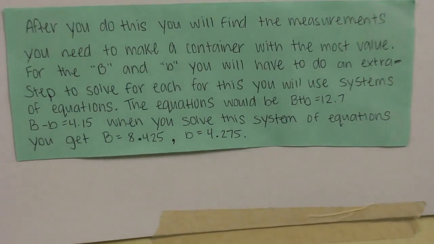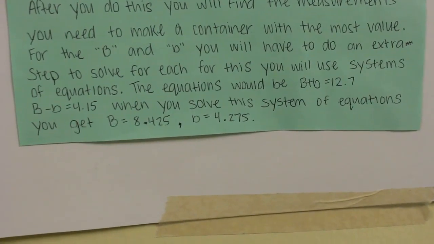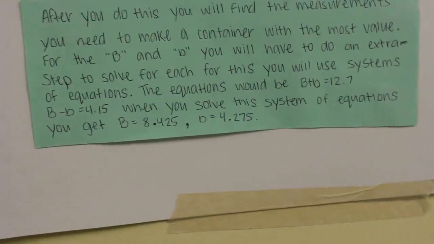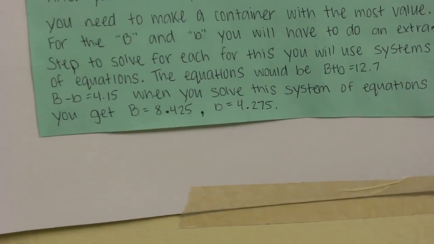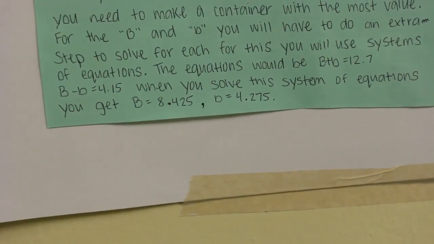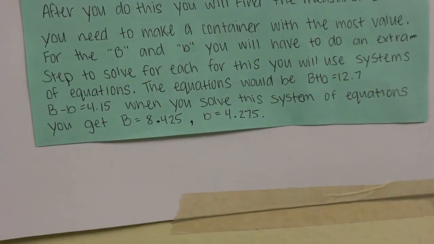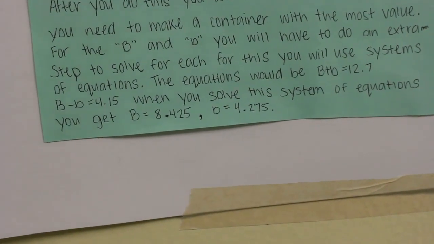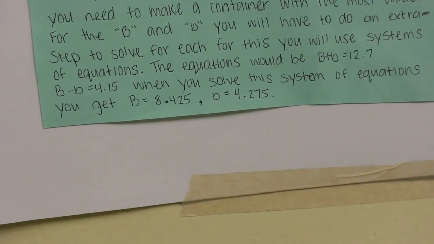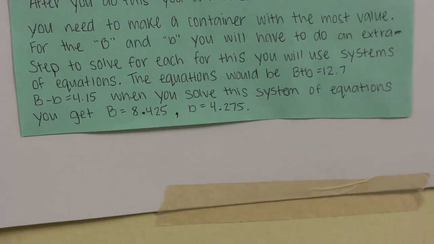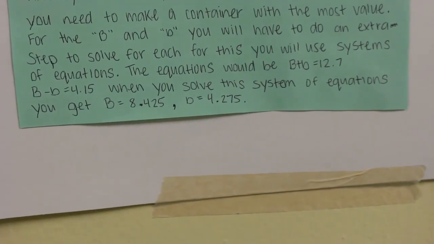The equations would be big base plus small base equals 12.7. Big base minus small base equals 4.15. When you solve this system of equations, you get big base equals 8.425 and small base equals 4.275.